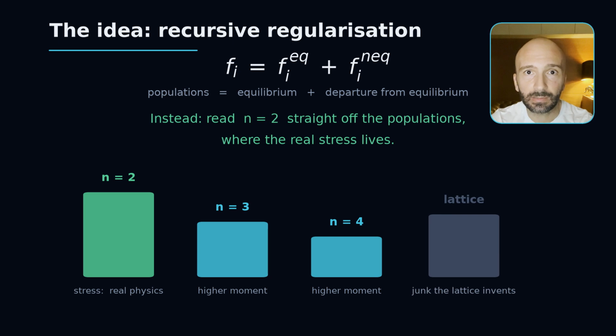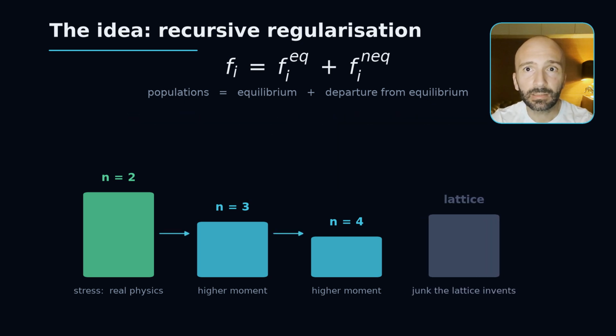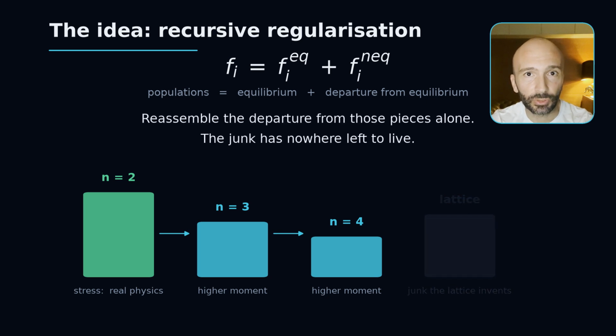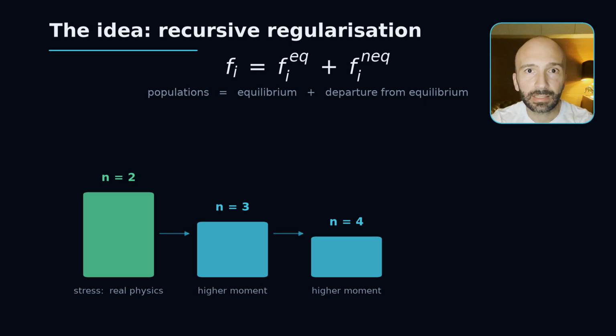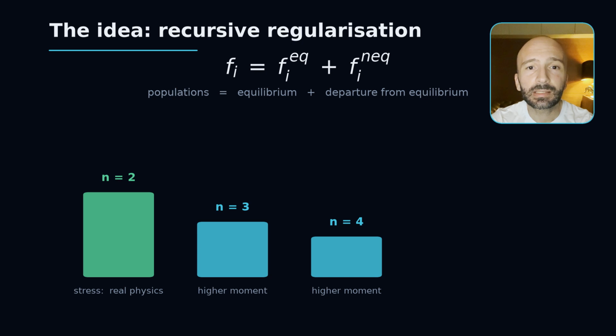The classical fix measures velocity gradients: extra work, no longer local. Recursive regularisation is cheaper. Read the second order mode straight from the populations. Build the third from it, and the fourth from the third. Reassemble the departure from those alone, and the junk has nowhere left to live. No gradients, still local.